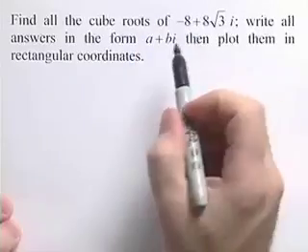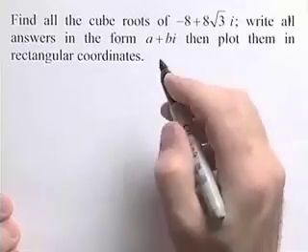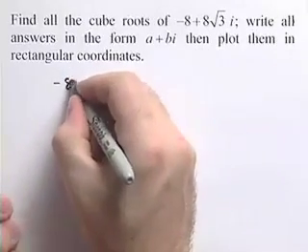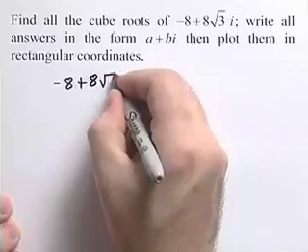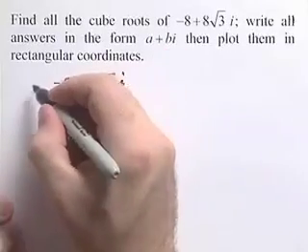We're going to find the cube roots of a complex number. We're going to write all of the answers in the form a plus bi and then plot them in rectangular coordinates. We're given this complex number, negative 8 plus 8 times the square root of 3i. I'm just going to rewrite that here. We're going to go ahead and call that w.